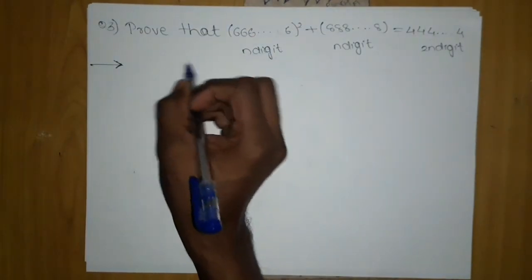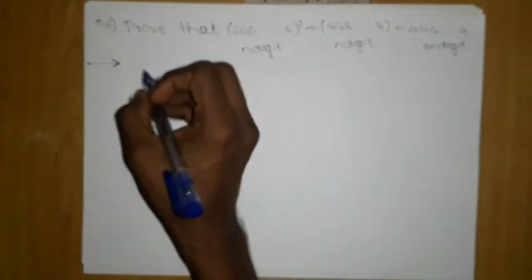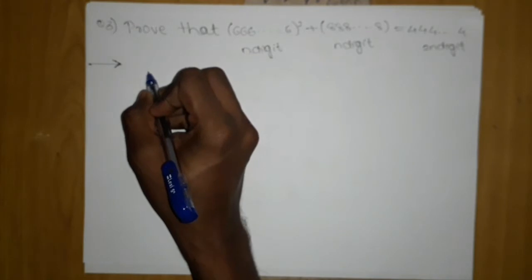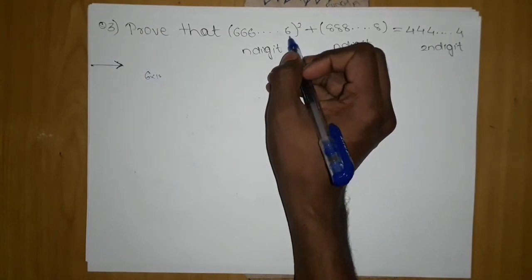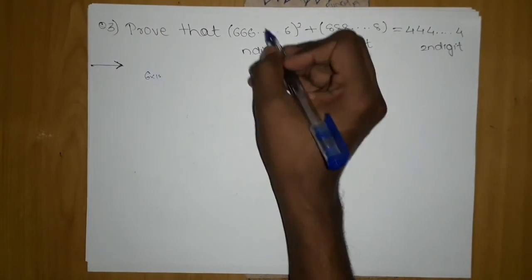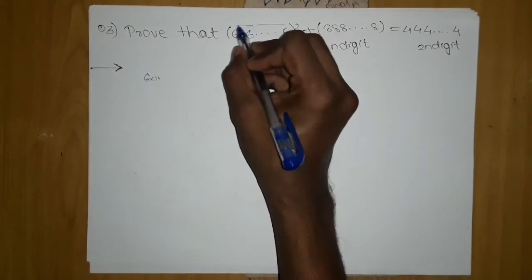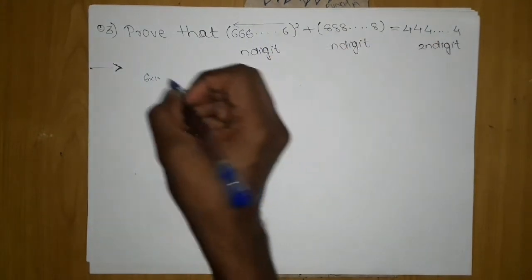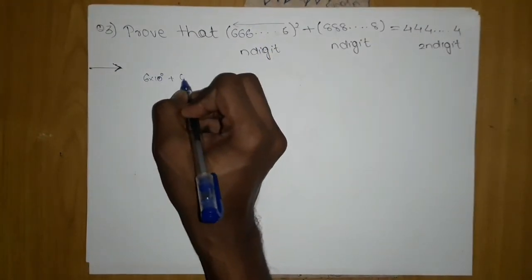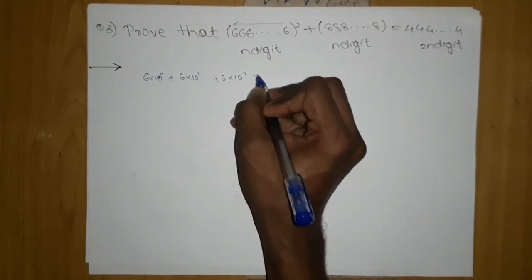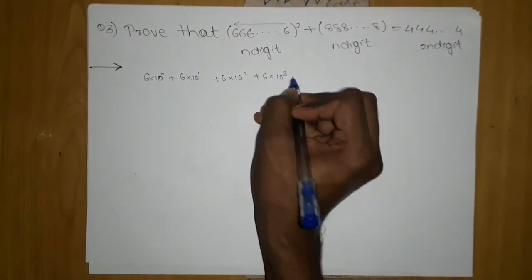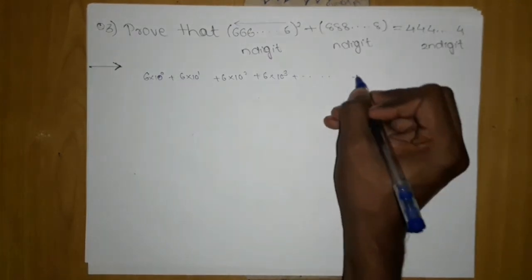So I can write this term like this. How? This is in 6. I can write 6 into 2. I am moving from here. We have already done a problem on this. We move from here to here. Listen, just in this direction. So first term 10 to the power 0, 6 into 10 power 1 plus 6 into 10 power 2 plus 6 into 10 power 3, and so on, 6 into 10 power n.